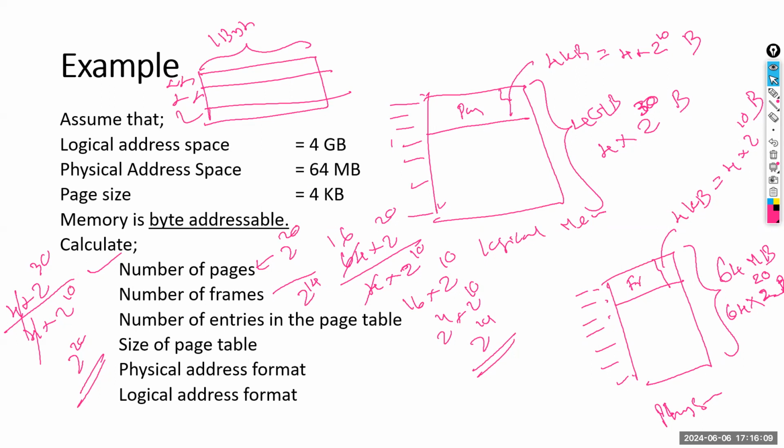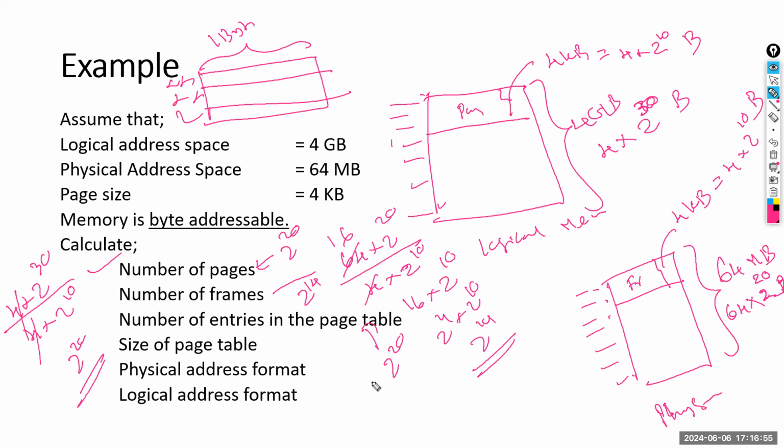Then the number of entries in the page table. Remember, the number of entries in the page table must be the same as the number of pages, because the number of pages is bigger than the number of frames. So if there are 2 to the power 20 pages, the number of entries in the page table must be 2 to the power 20 again. So huge: 2 to the power 10 into 2 to the power 10, 1024 into 1024. It's something like a million entries.